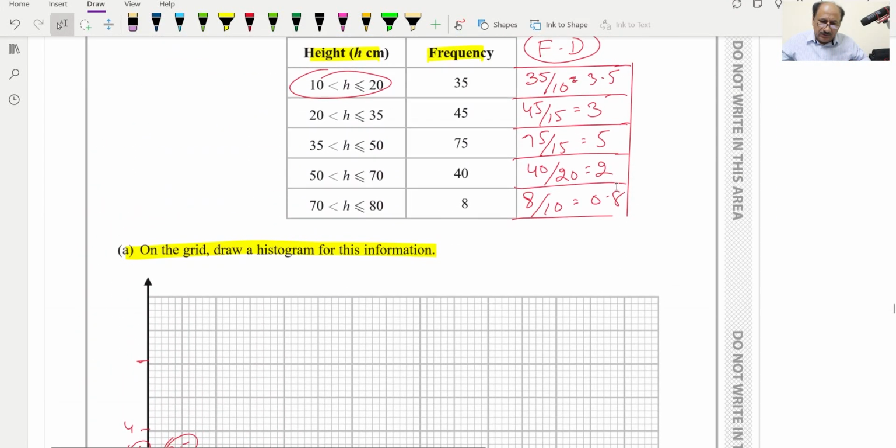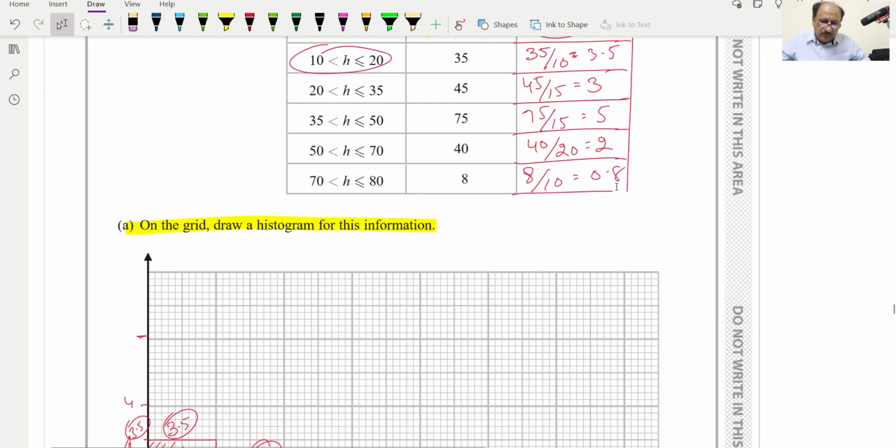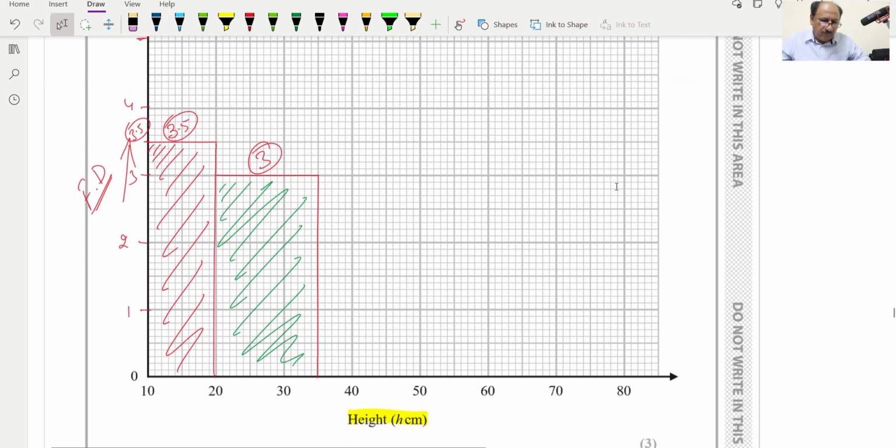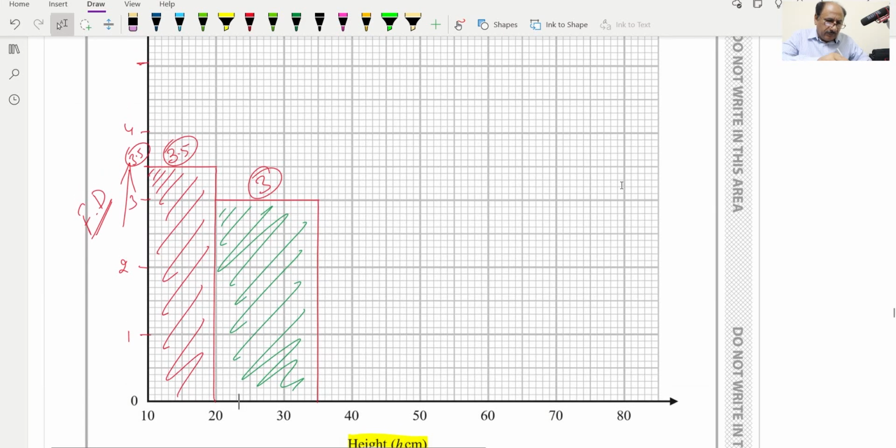And the third one is 5 and 35 to 50. 35 to 50 will be 5, and we can draw up to over here, up to this one, and the height will be this one, which is provided as 5, so we can write over here 5, and we can basically shade this also in a different color.